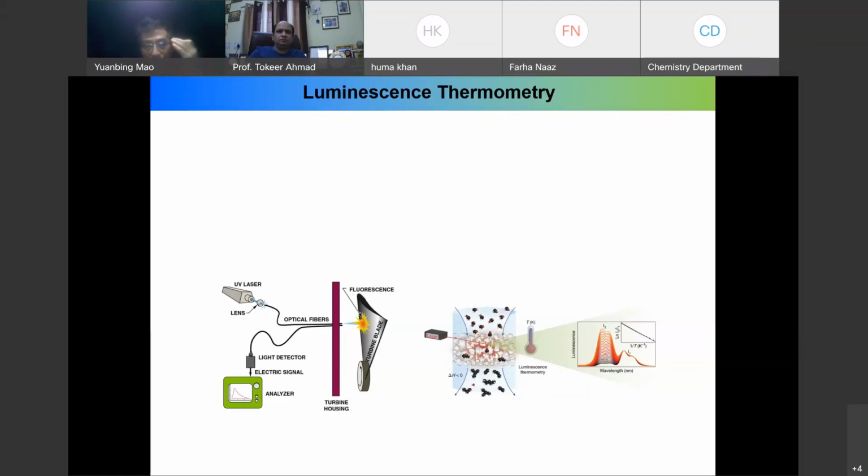But there are some challenging situations where the thermometers we currently use don't work. For example, here is one example: moving parts. How do we measure the temperature? If we want to measure the temperature in real time, it's difficult.